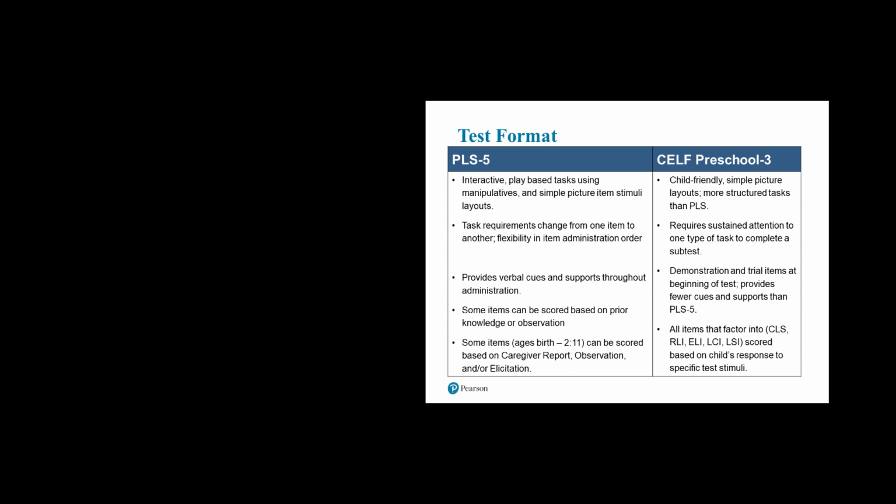CELF Preschool-3 is also a child-friendly assessment. It's colorful, the visual stimuli is whimsical, but there are more structured tasks when comparing this test to PLS-5. The tasks require more sustained attention to complete a subtest. The demonstration and trial items are set up at the start of each subtest, and some subtests have up to 24 items. And for this test, all test item attempts are scored based on a child's direct elicited response.